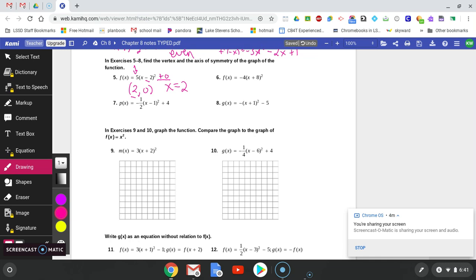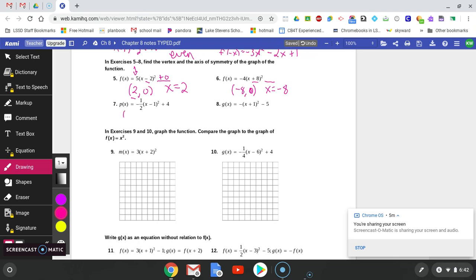Notice the a term out in front didn't affect the vertex at all. Okay, so number 6, my vertex is the opposite of this one, comma, this one. So that means my vertex is negative 8, comma, 0. And my axis of symmetry is always just x equals and then the x coordinate of my vertex. Try 7 and 8, pause the video, and then come back and check and see how you did.